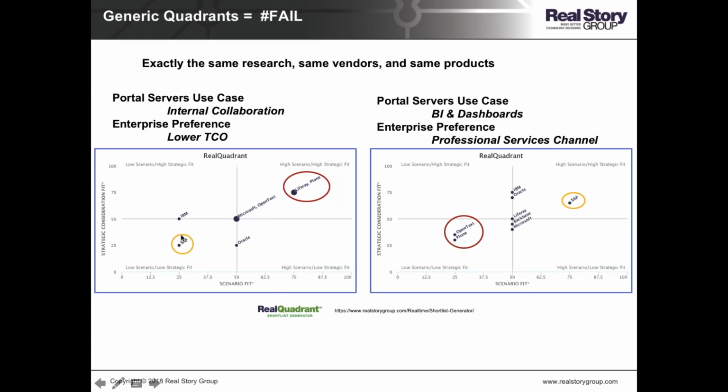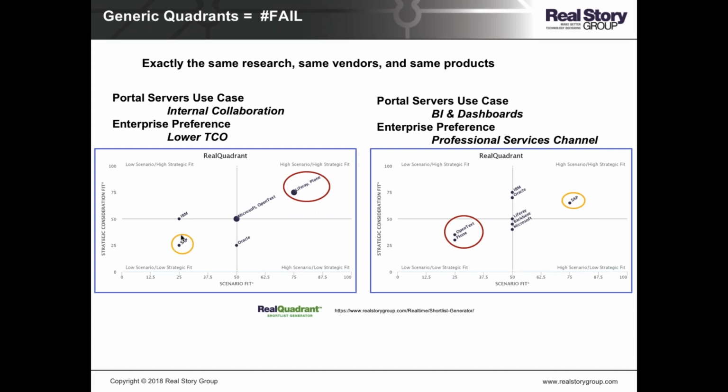The more interesting thing is to come up with a quadrant that works for you. So this is using Real Story Group's Real Quadrant shortlist generator. And here it's an actual portals use case where on the left, the key use case is around internal collaboration. We want to build a collaboration portal and we want really low TCO. So you can see, say, Liferay and Plone are in the upper right, SAP's in the kind of loser quadrant, and maybe we include Microsoft and OpenText, Oracle in the picture, and we build a shortlist that way.